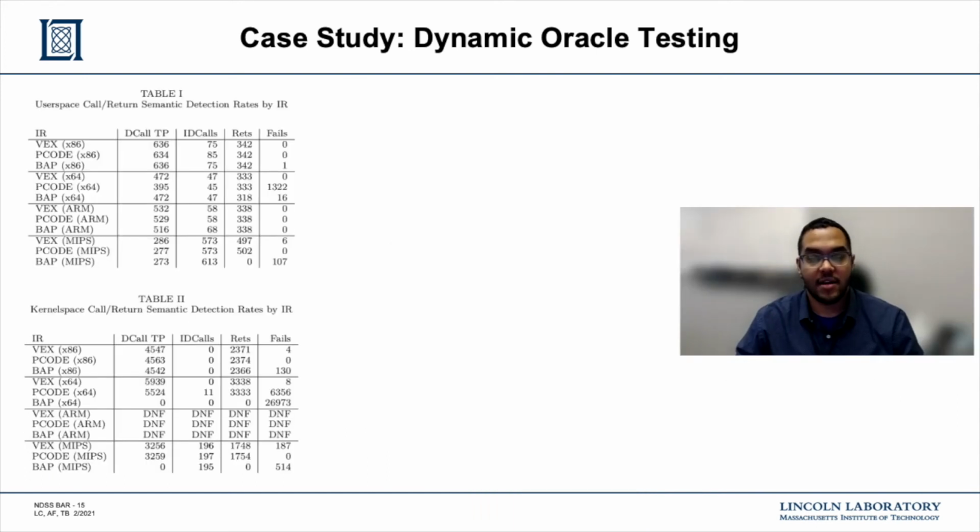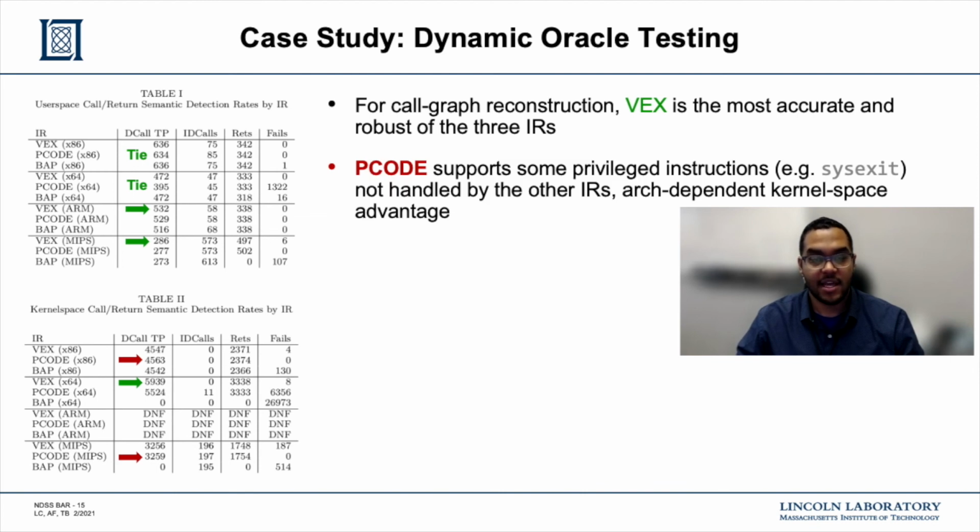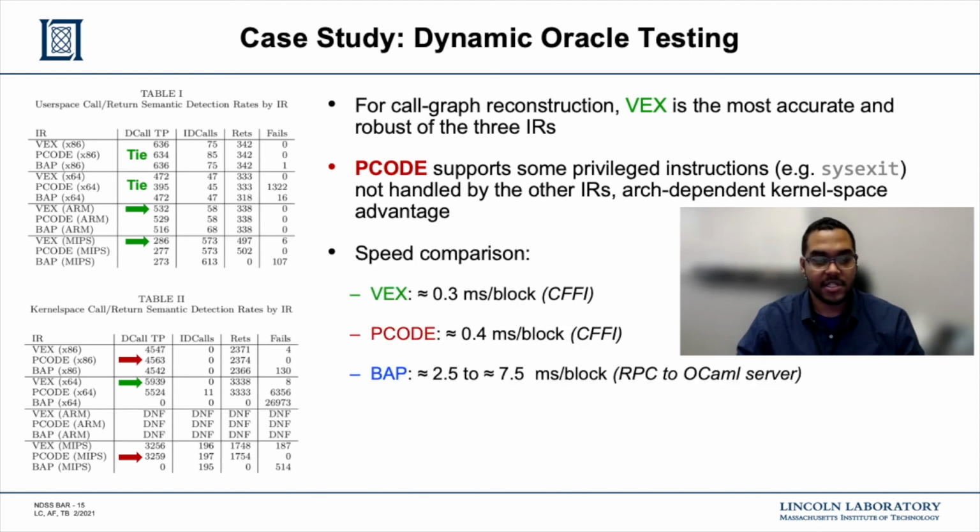So what did we find in our dynamic oracle testing case study? Well, firstly, we can say that Vex is the most accurate and robust of the three IRs for call graph reconstruction, particularly in user space performance. Now, Pcode does have a slight edge in kernel space because it supports certain privileged instructions, sysexit on x86 being one example, that are not handled by the other IRs. Now, if we step away from accuracy and consider speed, we note that Vex and Pcode are comparably fast, while BAP is a bit slower and a bit more variable.